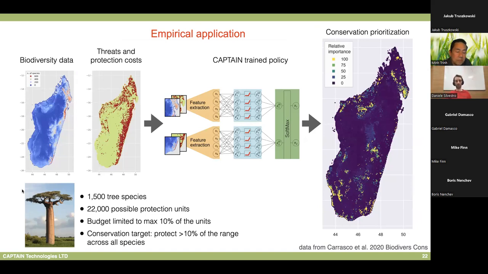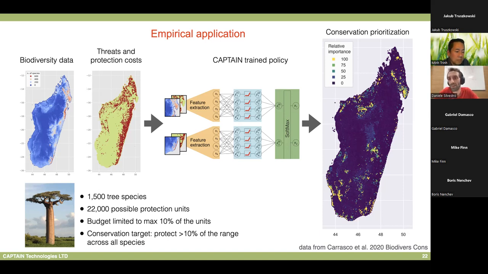And this is an experiment that we did with a data set of 1,500 tree species from Madagascar. So these are endemic species of trees. I guess the most famous tree in Madagascar is the baobab. There are many others, 1,500 of them. And so we have all these diversity data, spatially explicit. And then we also have maps of threat, like human pressure on the environment, and costs, like how much it costs to protect an area. We can use one of these trained policies and obtain a conservation priority map from CAPTAIN.